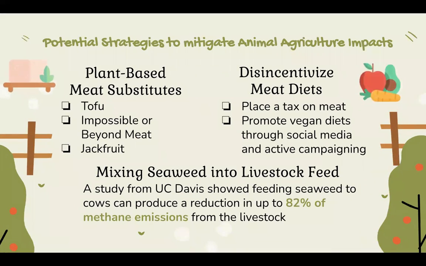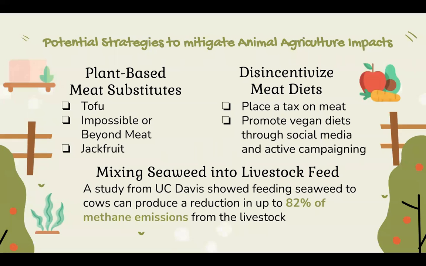So let's move on to the potential strategies that we can use to mitigate animal agriculture impacts. For our first one, we have plant-based meat substitutes, which are also known as meat alternatives. For these, there's tofu, which is basically made out of soybean. We also have Impossible or Beyond Meat, which are different companies that produce plant-based meat products. They are useful substitutes for regular meat, and they actually taste exactly like real meat. And we also have jackfruit.